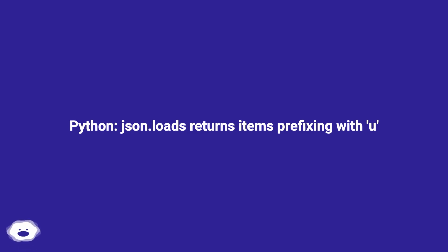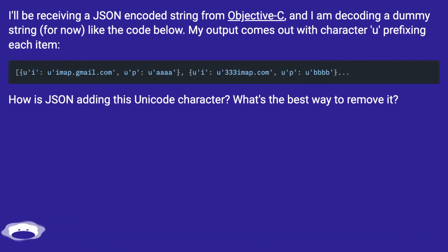Python json.loads returns items prefixing with u. I'll be receiving a JSON encoded string from Objective-C, and I am decoding a dummy string, for now, like the code below. My output comes out with the character u prefixing each item. How is JSON adding this Unicode character? What's the best way to remove it?